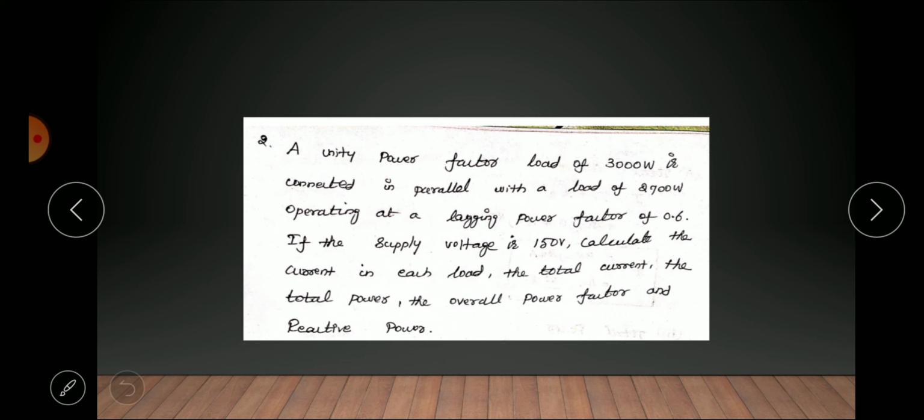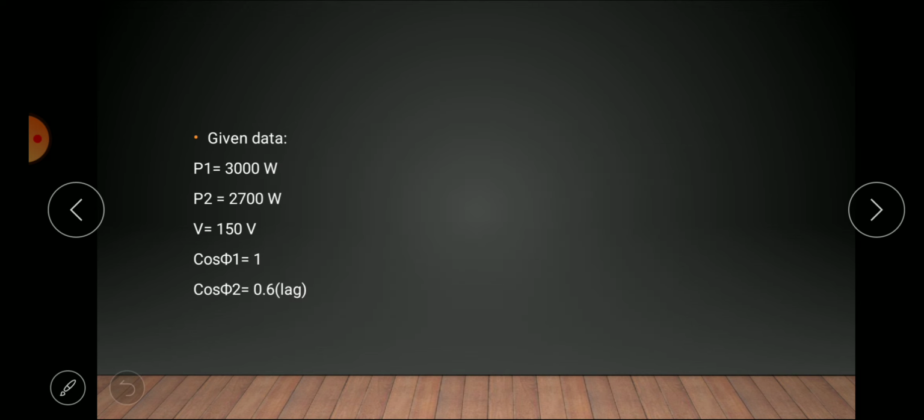The next problem. A unity power factor load, that means cos phi is equal to 1, of 3000 watt power is connected in parallel with a load of 2700 watt operating at a lagging power factor of 0.6. The supply voltage is 150 volts. Calculate the total current value, total power, overall power factor and the reactive power.